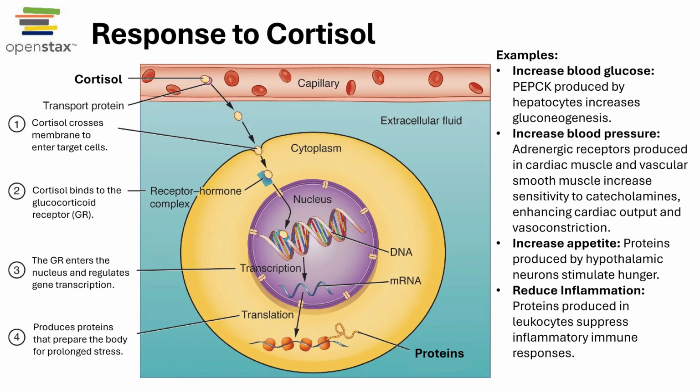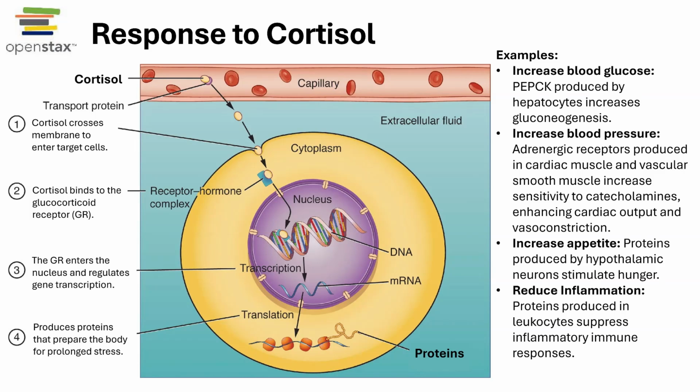In hypothalamic neurons, cortisol stimulates production of proteins that promote hunger. Cortisol also suppresses the immune system by reducing inflammation. In leukocytes, cortisol leads to production of proteins that suppress inflammatory immune responses. Regulation by glucocorticoid receptors does not always increase transcription.